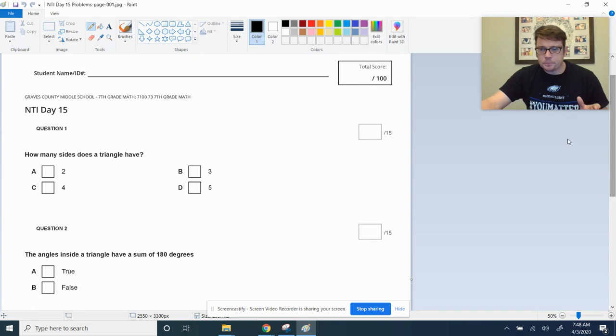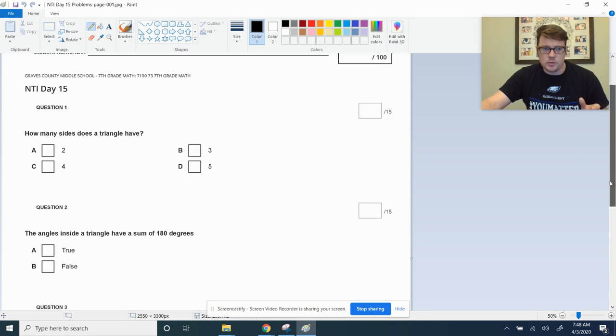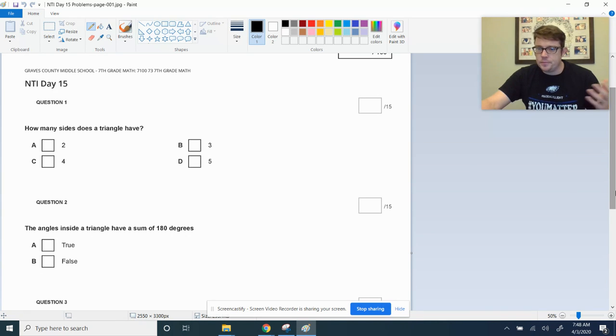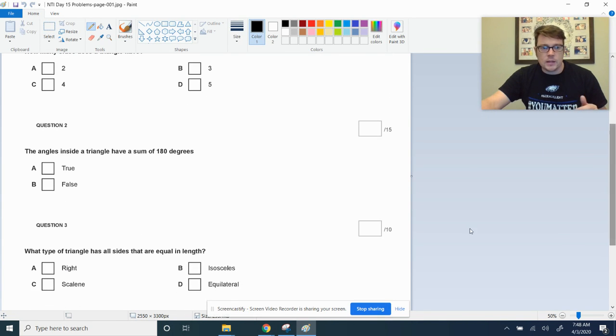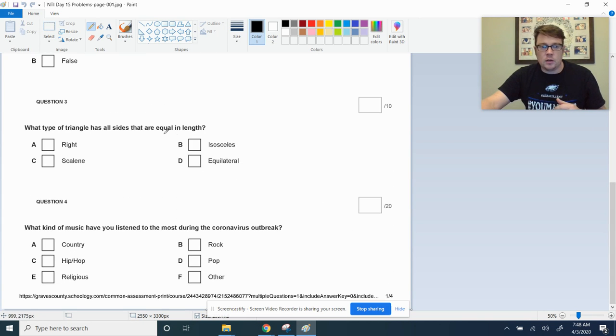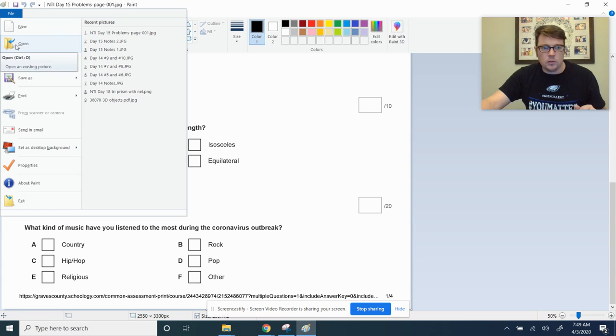But day 15, the first three questions. How many sides does a triangle have? Three. Angles inside of a triangle, I went over that in the video. They do have a sum of 180, so that's true. What type of triangle has all sides that are equal in length? All equal. Equi is the prefix: equilateral. And then number 4 is just your opinion. Anything you select should give you the full 20 points there. So if it doesn't, let me know and I'll fix that. You pick whatever your opinion is. That's just a fun little question to go with.